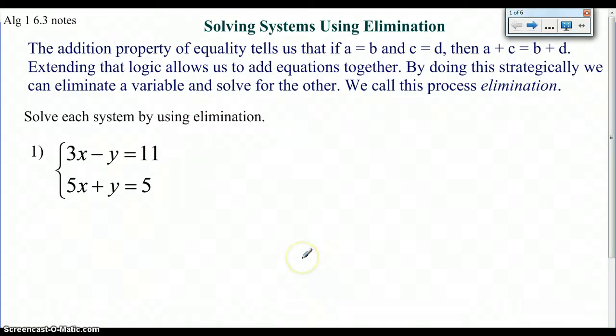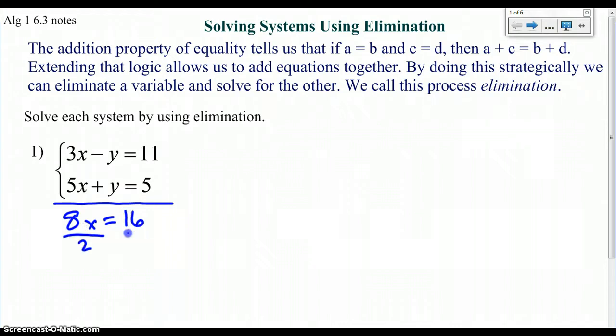3x minus y equals 11 and 5x plus y equals 5. Here's what I notice right away. Negative 1y, positive 1y. We're going to add these together. 8x, you notice negative y plus y is just 0y, so I can just leave that out, equals 16. This worked out pretty nicely, didn't it?